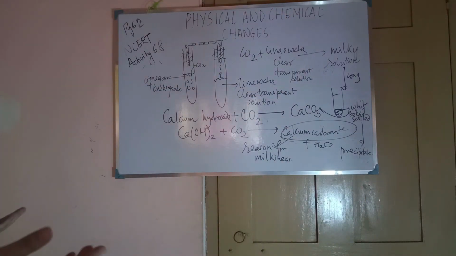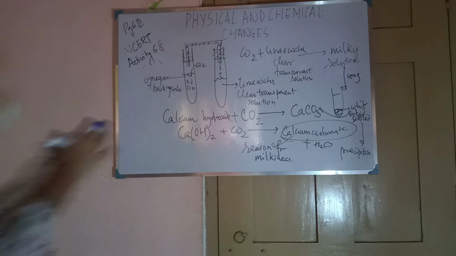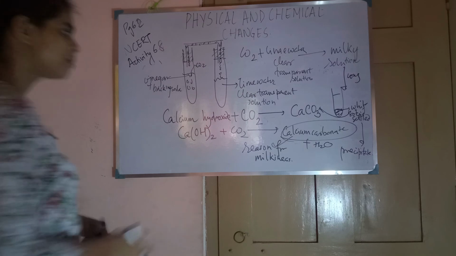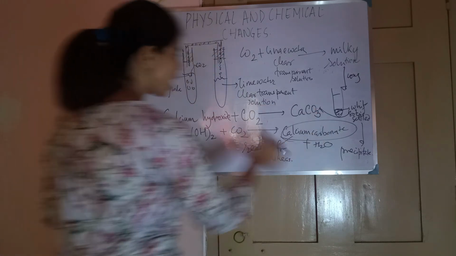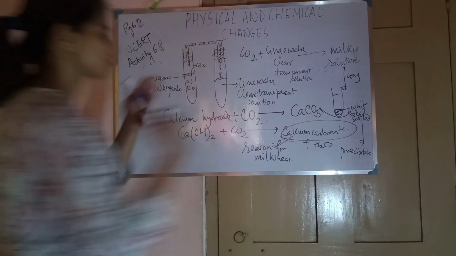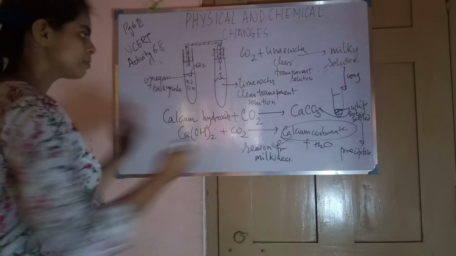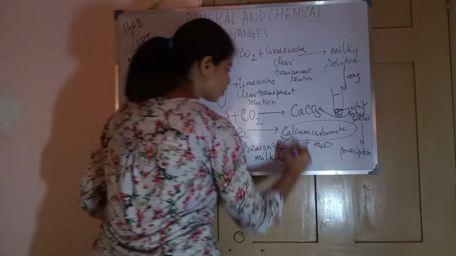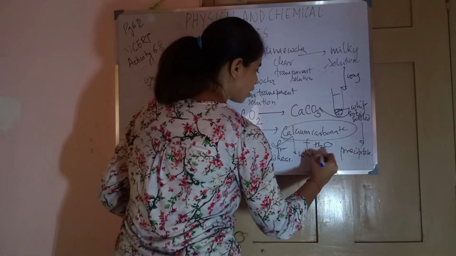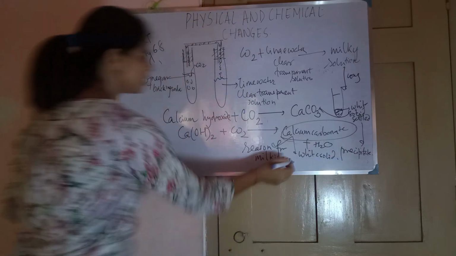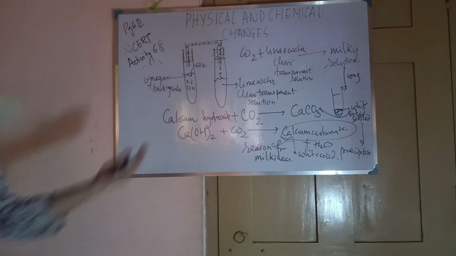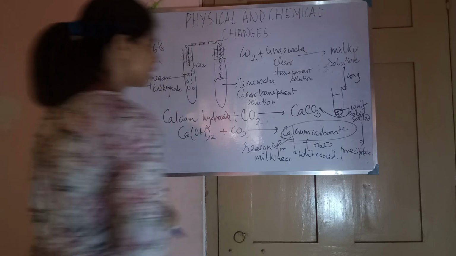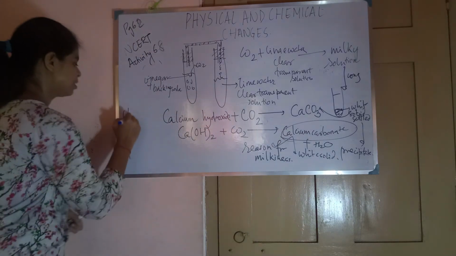See, this is what is actually happening. Now tell me, is it chemical or physical? It's chemical, because earlier it was a clear solution, but now it turns into a milky solution because of the new substance, calcium carbonate, which is a white solid, and because of this white solid, the solution looks milky. So here it is a chemical change.